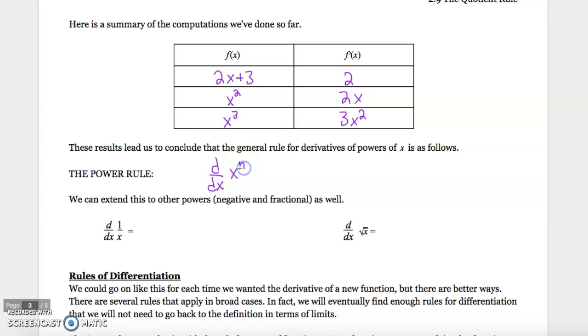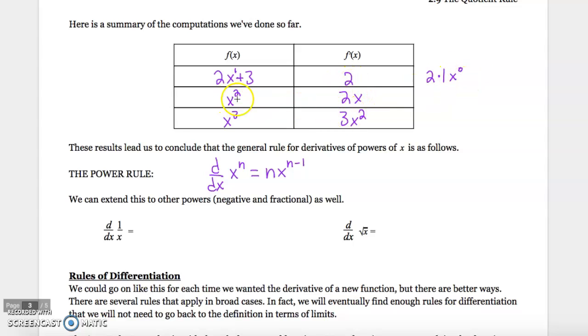x to an exponent, so we'll call it n, to take the derivative of it, what you can do is bring down that exponent, multiply it out front of your x, and then subtract 1 from that exponent. So for example here, technically the exponent on this first piece is 1. So I bring down my 1, multiply it out front, and then subtract 1 from my exponent. Well, 2 times 1 is 2, and x to the 0 is 1, so 2 times 1 is 2.